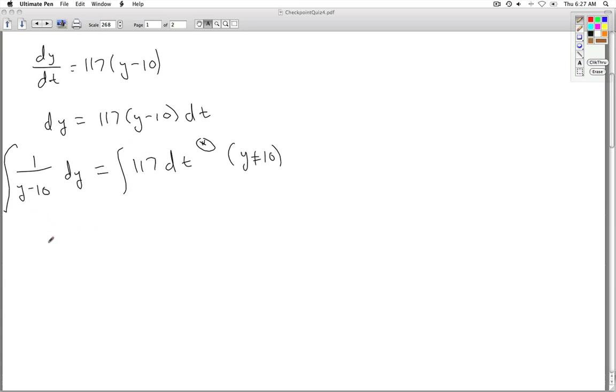I'm going to integrate both sides. The left-hand side gives us the natural log of the absolute value of y - 10. The right-hand side gives us 11/7 t. There's an arbitrary constant I'd pick up on the left-hand side, and I'm going to go ahead and combine that with the arbitrary constant on the right-hand side. This is what we call an implicit solution to this differential equation, but I want an explicit solution. I want to solve for y. So I'll exponentiate both sides.